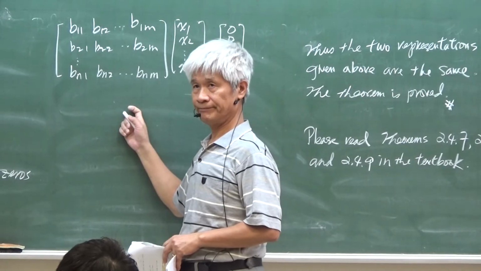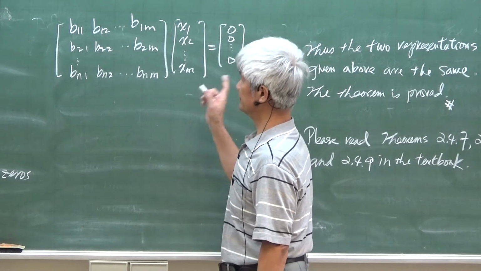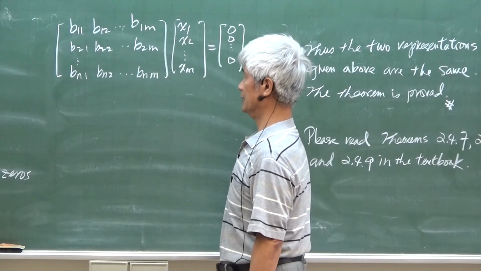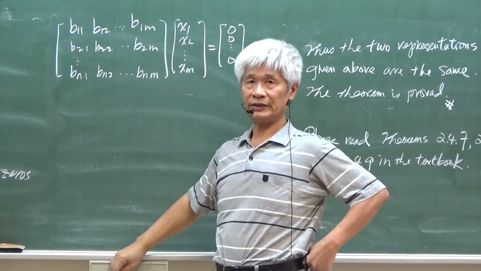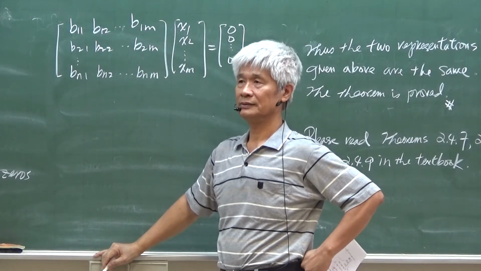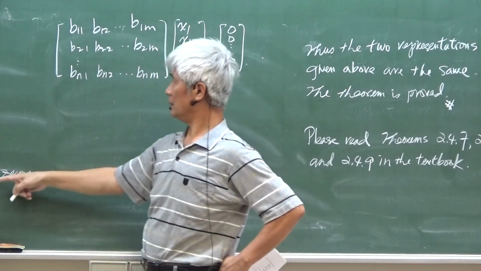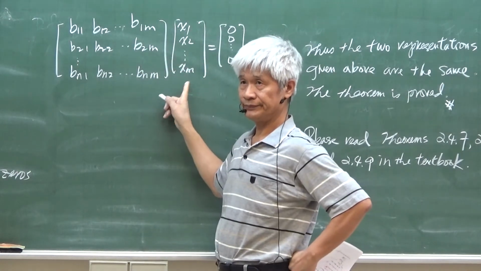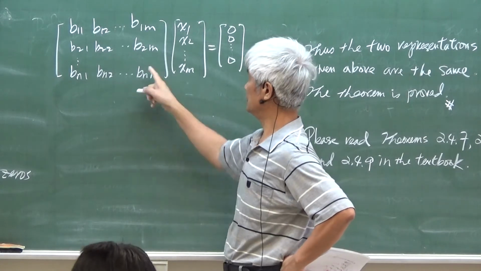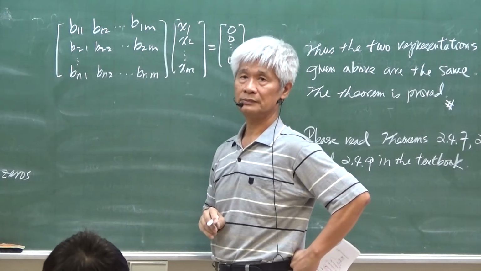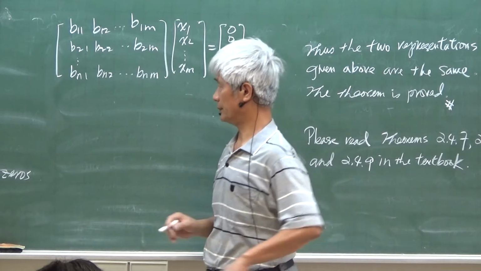Okay? And now it's clear. If the kernel of this coefficient matrix is not trivial, then we can find a solution, right? Not all components zero, right? To satisfy this linear system. Okay?